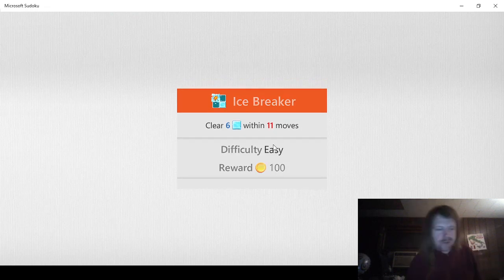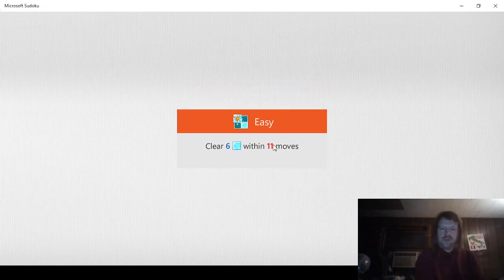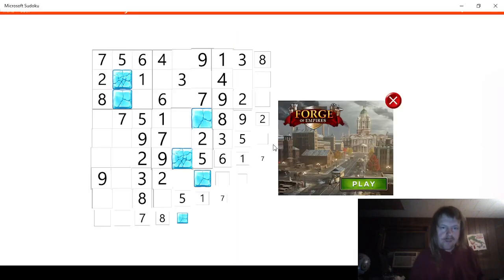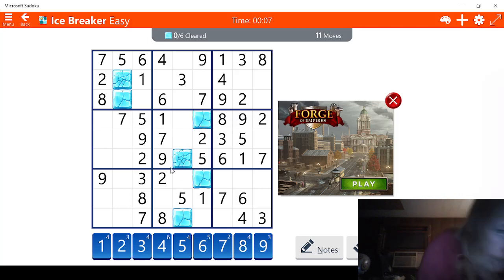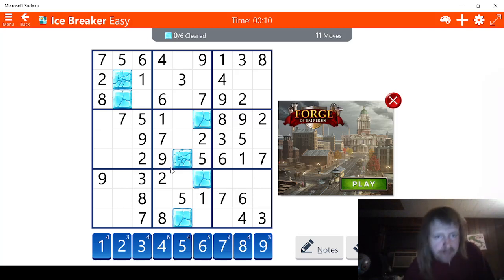Okay, we need to clear 6 blocks within 11 moves. So, let's take a look at these blocks. We have, oh, there are only threes. There's three total right here, 2 and 1, 3, 4, 5, 6, 7, 8, 9, 10. We're one move ahead. That's good. We could try this one. Let's see, 3. Okay, this is a 3 right here. 1, 2, 3. We need a 4. Okay, this has to be a 4 right here.